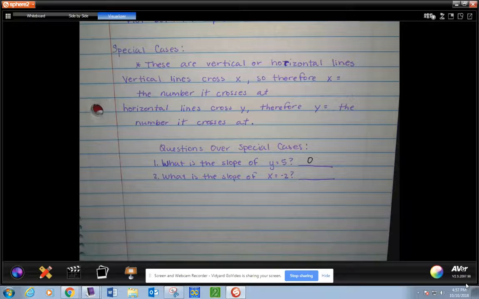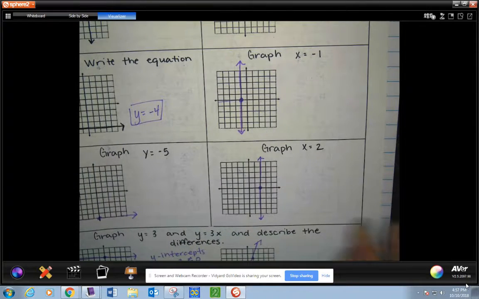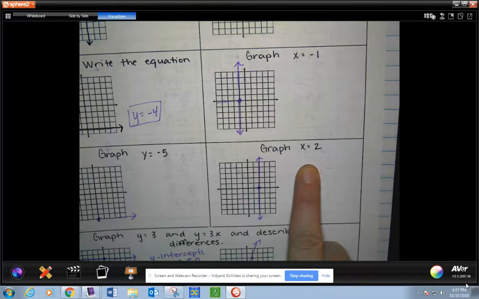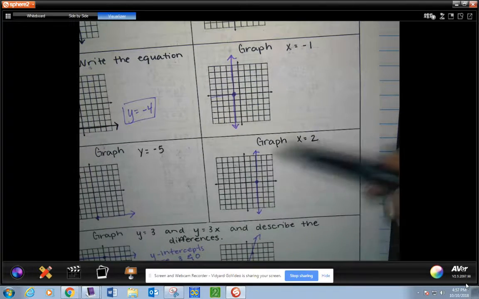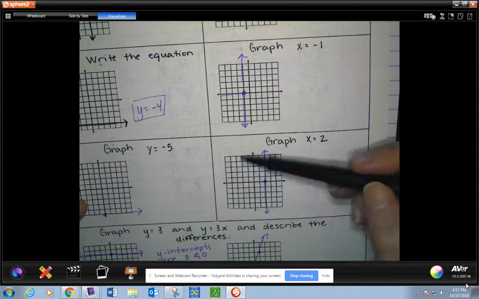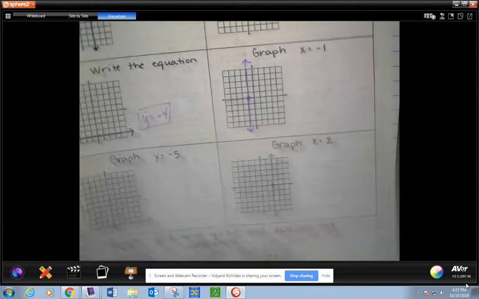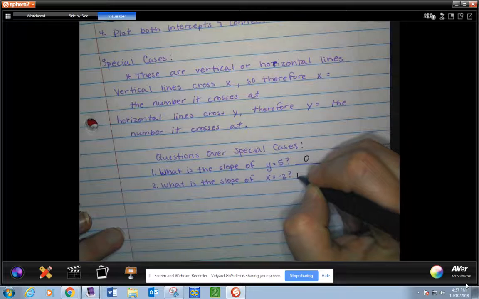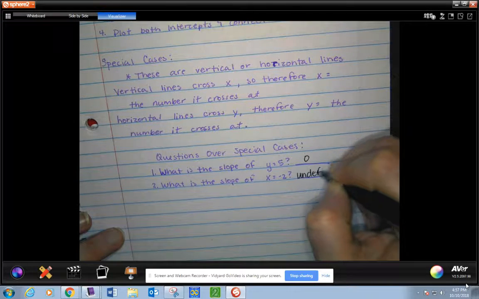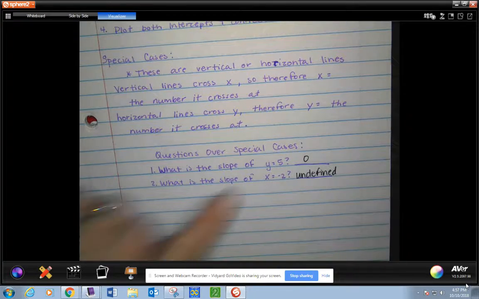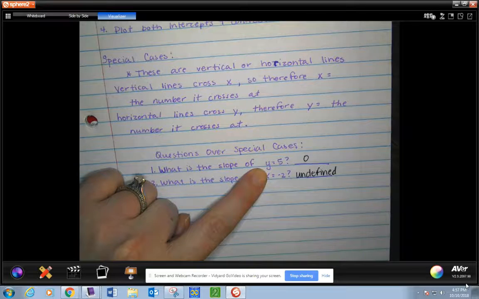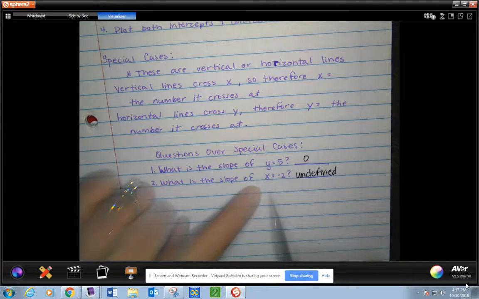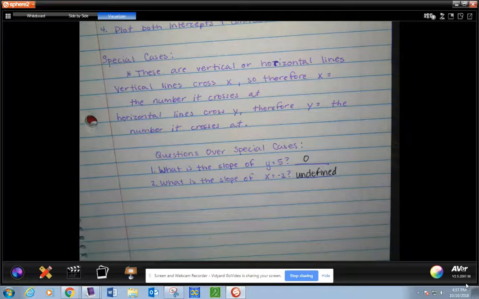Okay, now I want to know what the slope of the line x equals negative 2 is. Now, I didn't have a negative 2, but I did have an x equals 2. If it was negative 2, it would just be over here. Well, this slope is going up and down, and if y'all remember, an up and down slope is undefined. Okay, the slope of a y special case is always going to be 0, and the slope of an x special case will always be undefined.